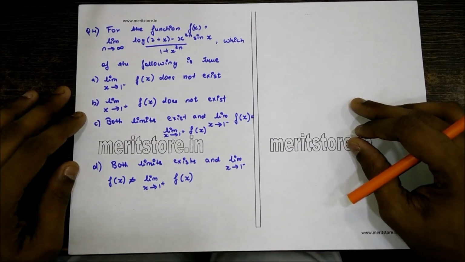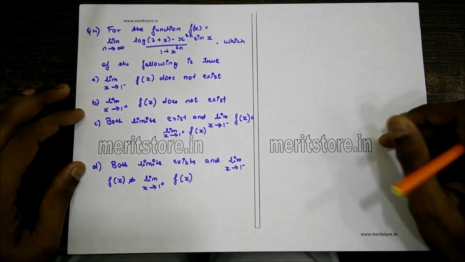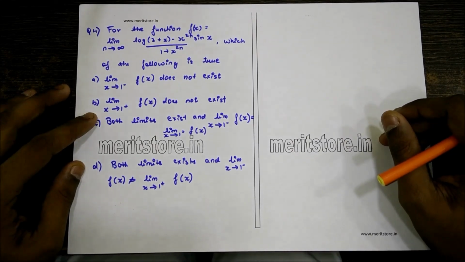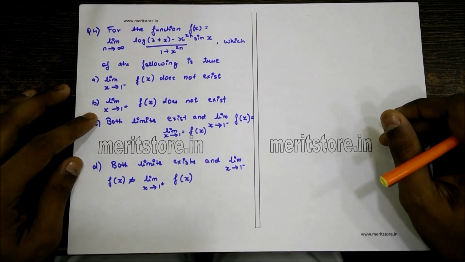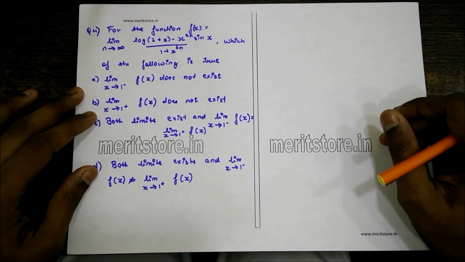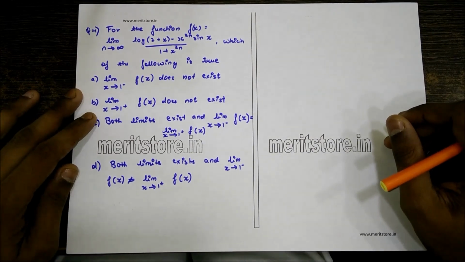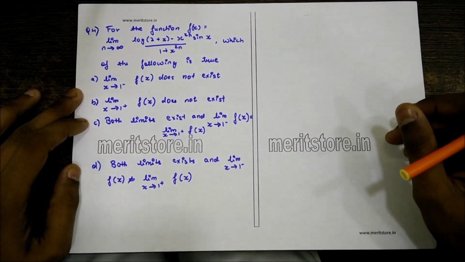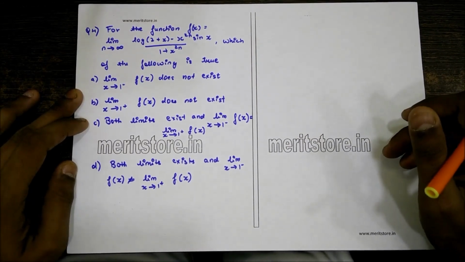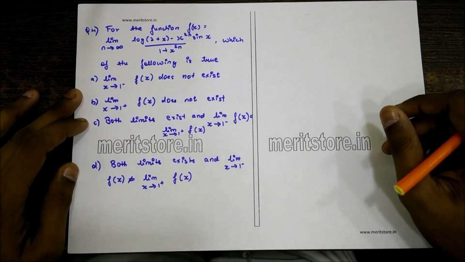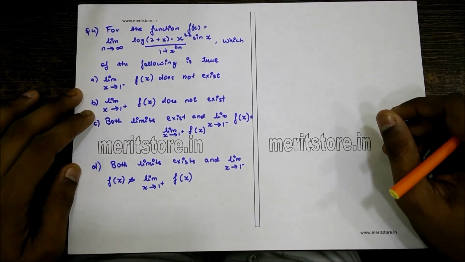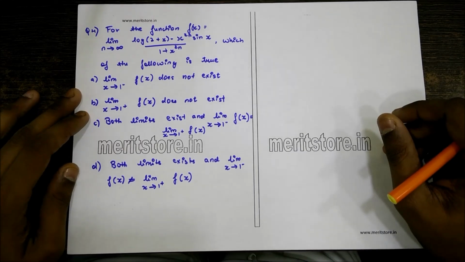For the function f of x is equal to limit of n tends to infinity log of 2 plus x minus x to the n sin x upon 1 plus x raised to 2n, which of the following is true? A. Limit of x tends to 1 negative f of x does not exist. B. Limit of x tends to 1 positive f of x does not exist.